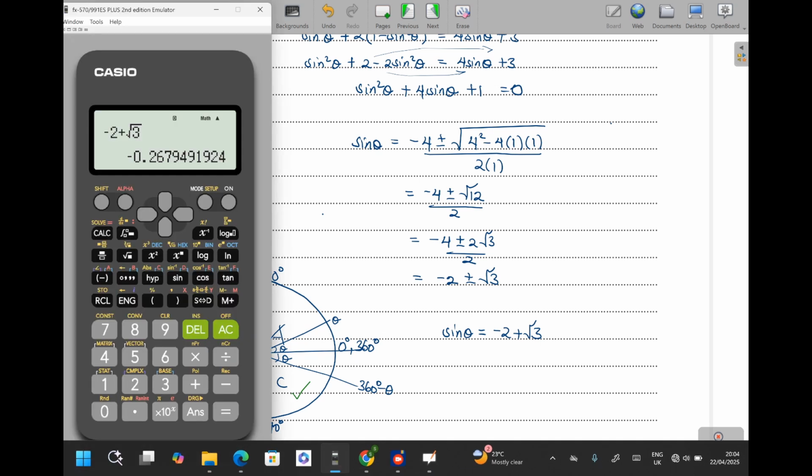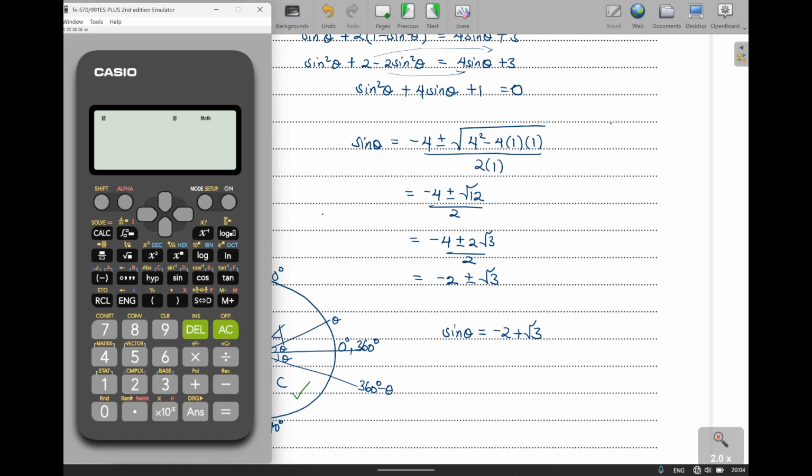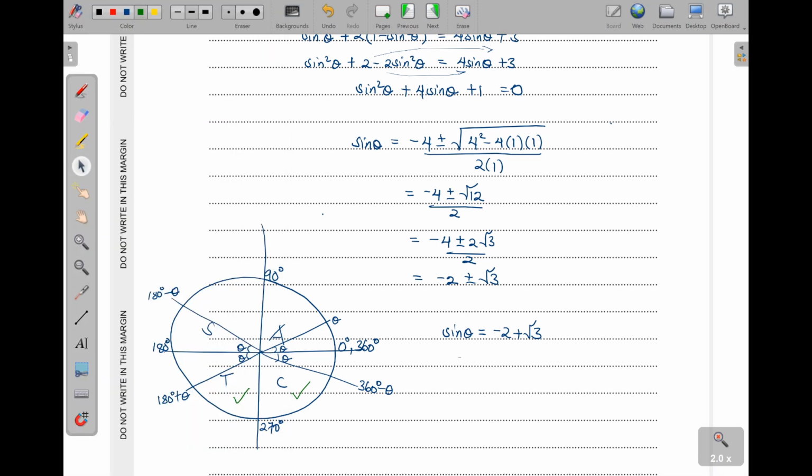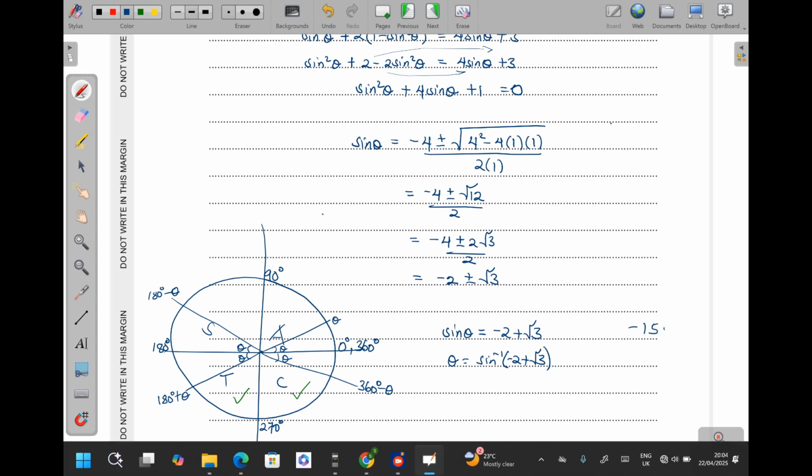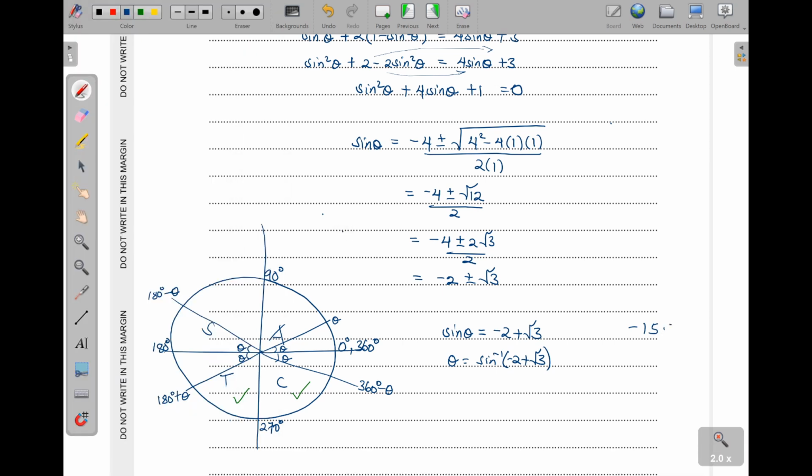So you bring your calculator here and you say arc sine of that -2 plus root of 3. Make sure you check the mode of your calculator so it is in degrees. It will give us -15.5. So theta is equal to the arc sine of -2 plus root of 3, which is giving -15.5. You keep it somewhere there.